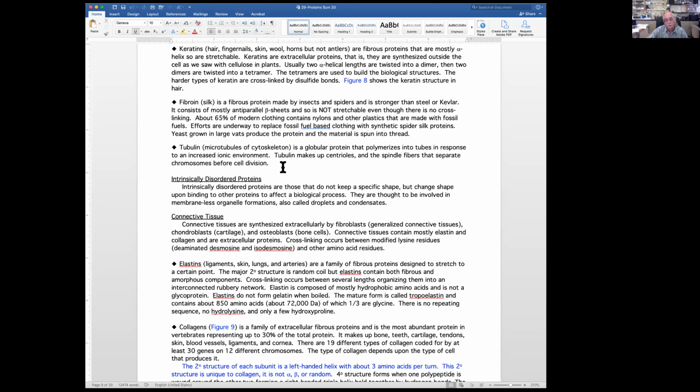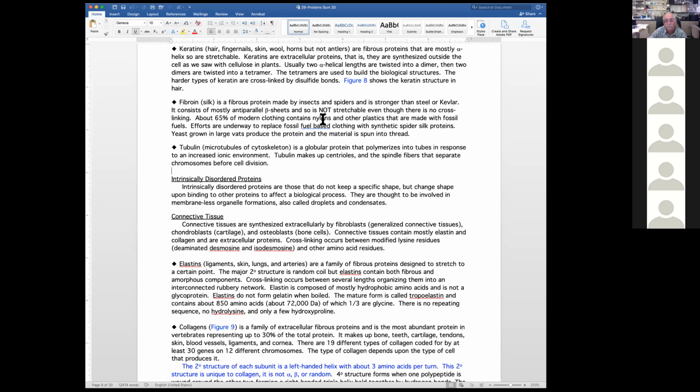So tubulin is what makes up microtubules of the cytoskeleton. It's a globular protein that polymerizes into tubes in response to an increased ionic environment. Tubulin makes up centrioles and spindle fibers that separate chromosomes before cell division.